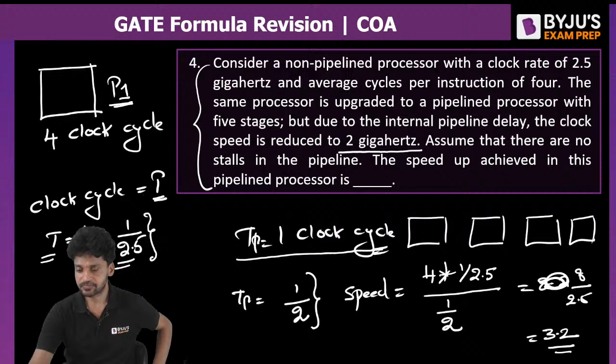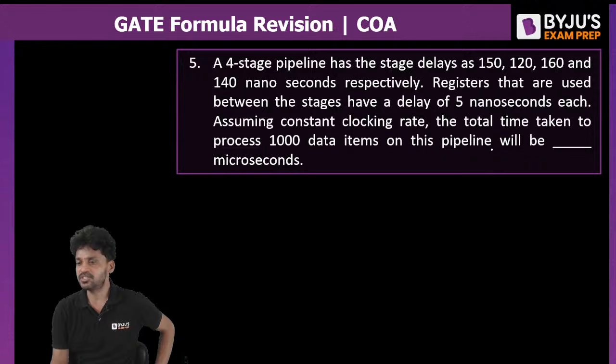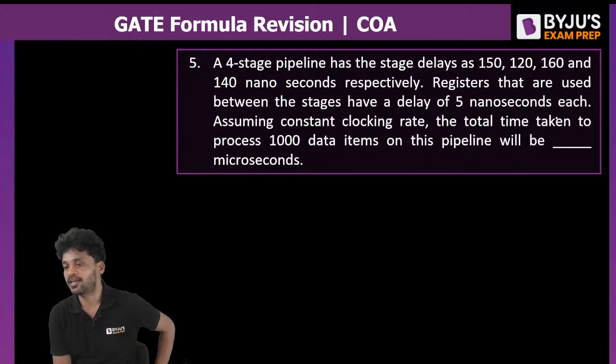Okay. A four-stage pipeline has stage delays of 150, 120, 160 and 140 nanoseconds respectively. Registers that are used between the stages have a delay of 5 nanoseconds each. Assuming a constant clocking rate, the total time taken to process 1000 data items on this pipeline will be how much? Simple. What is the pipeline time?